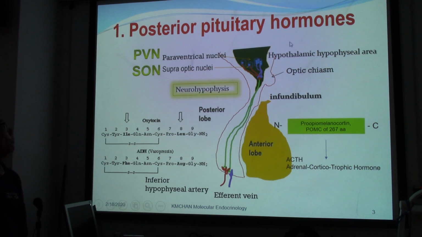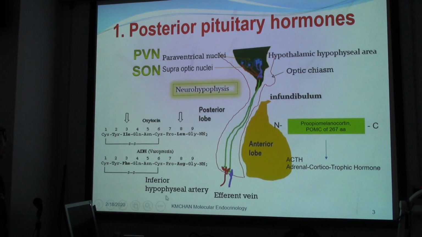gland. Well, the hormones come down from the hypothalamus. Here we have the PVN and SON, the paraventricular and supraoptic nuclei, together with the optic chiasm here, controlling the hypothalamic nerve. We call this the hypothalamic hypophyseal area. So these are neurons producing this hormone and going down to the posterior lobe. We call this part the neurohypophysis because these are the neurons coming all the way down here.